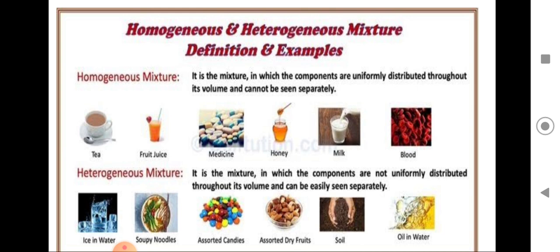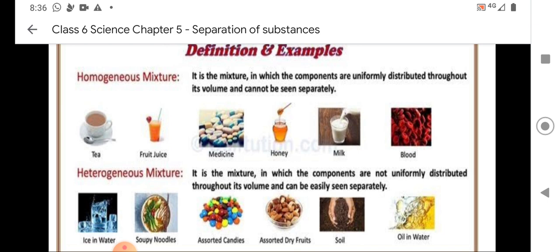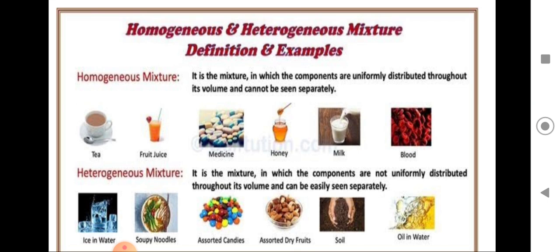Even fruit juices, honey, milk are like that. Just now we saw butter is there, but we cannot see it separately. But some mixtures are there in which the components are not uniformly distributed throughout its volume. Like soup noodles: soup is separate, noodles are separate. And soil also. Many things are mixed together, but you can see them visibly. Small stones are there, fine soil is there. Oil in water is the best example. Oil floats above, and both components are separate. Why? Because it is a heterogeneous mixture.